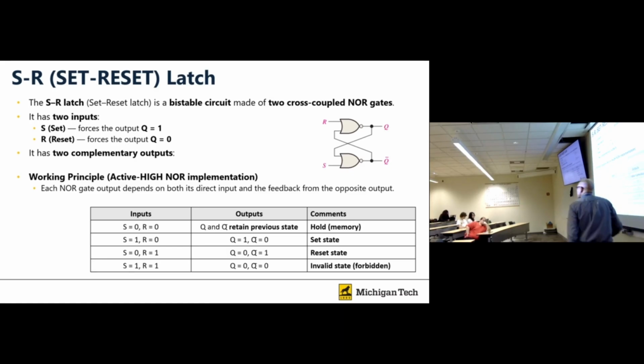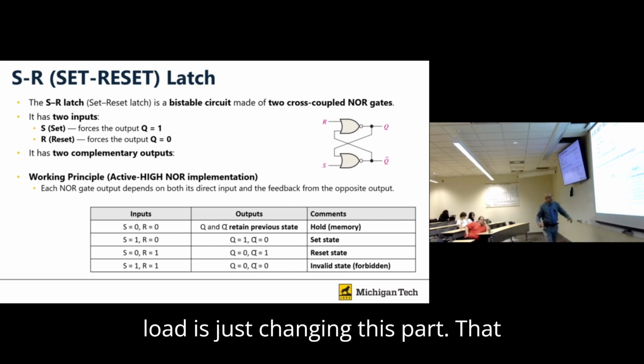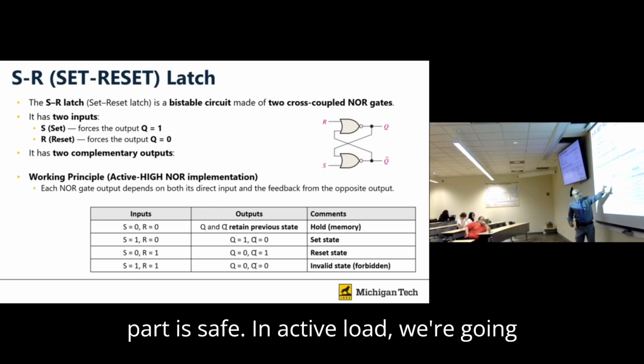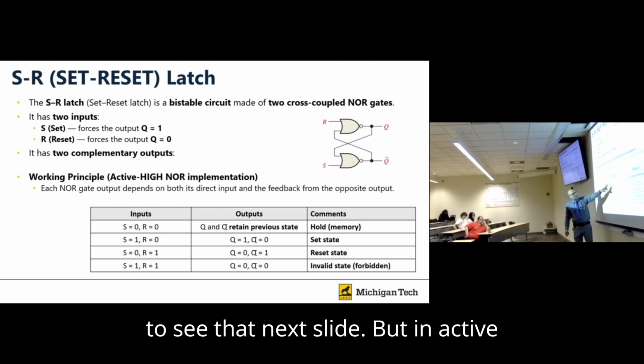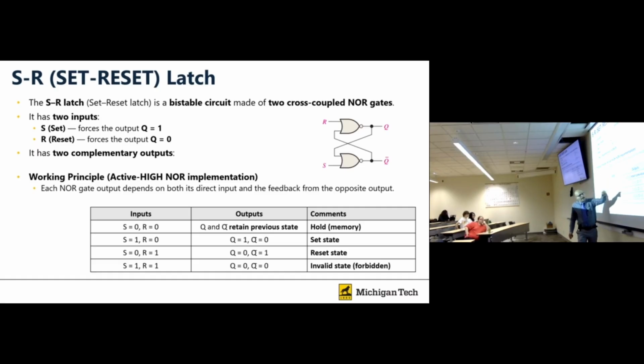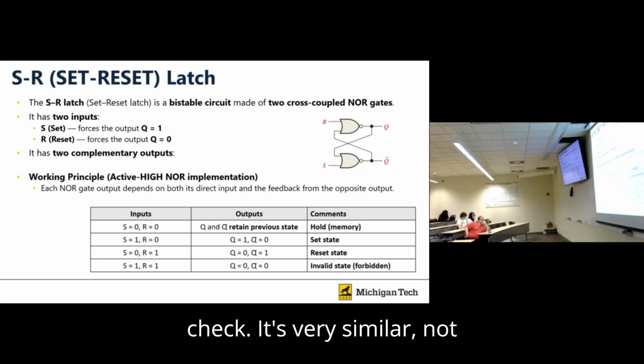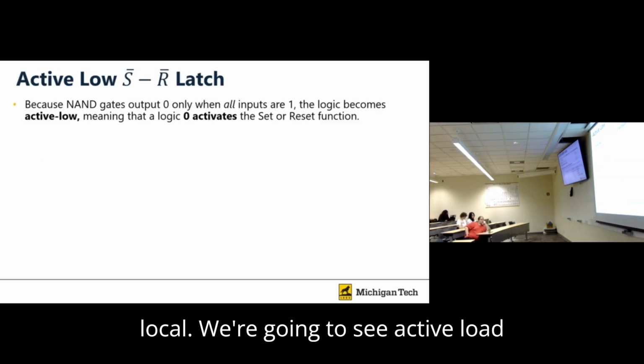Yes? Would the active low be the opposite of that? No, the active low is just changing this part. That part is the same. We're going to see that in the next slide, but in active low, if this is 1, 1, it acts as a memory. It's very similar. Okay, we're going to see active low now.